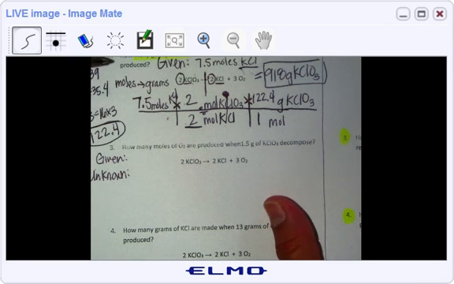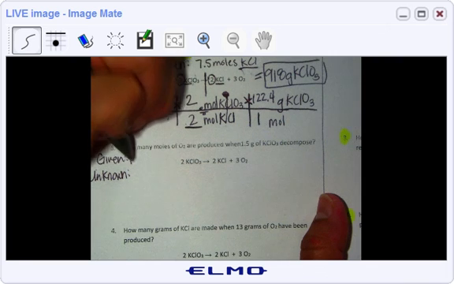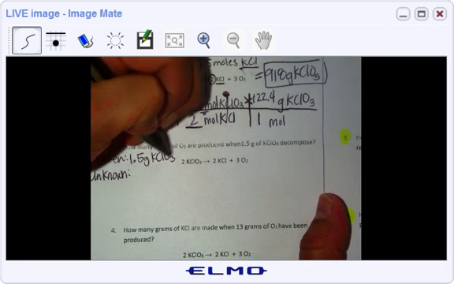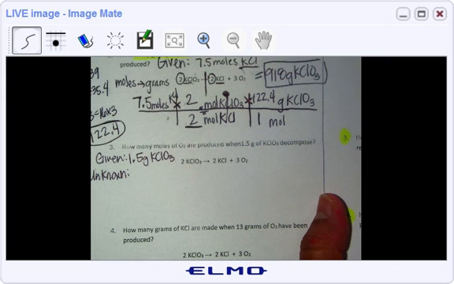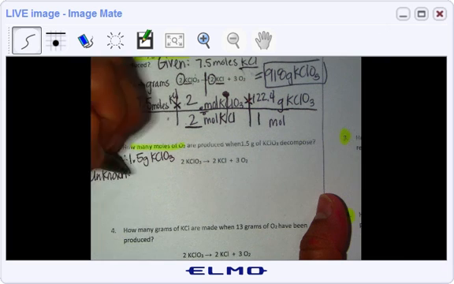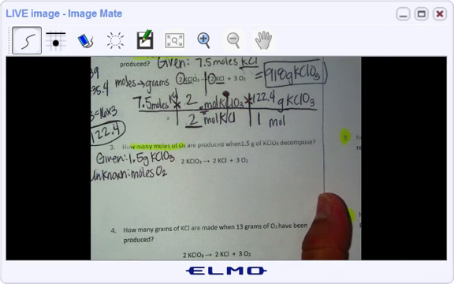How many moles of O2 are produced when 1.5 grams of KClO3 are decomposed? So we were given 1.5 grams of KClO3. And then it says how many moles of O2. So the unknown is moles of O2. So we were given grams going to moles.